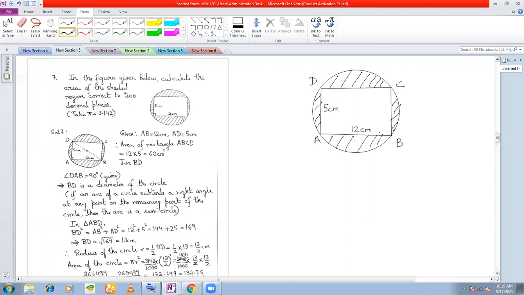If you look at the shaded region, it is nothing but the area of the circle minus the area of the rectangle, right? Now, area of the rectangle is very easy to calculate because you know the length and breadth. So you can calculate the area of the rectangle. Let's calculate the area of the rectangle. Area of the rectangle is equal to length AB into breadth AD, which is equal to 12 into 5. 60 centimeters square is the area of the rectangle.